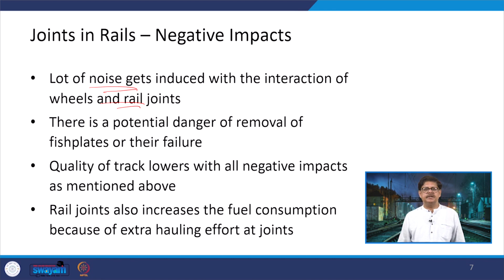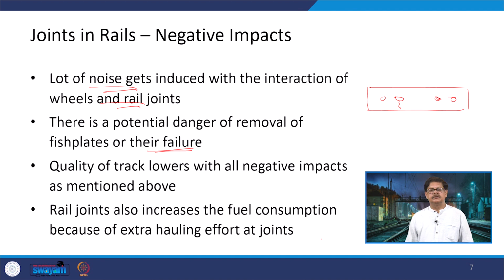There is a potential danger of removal of the fish plates, or there is a chance of the failure of the fish plates. The fish plates may start cracking. Say if you are talking about a fish plate which has 2 bolts here and 2 bolts here, there is a possibility that cracks may get induced on those locations. The quality of track lowers with all negative impacts as mentioned above. So, this is another big maintenance issue.